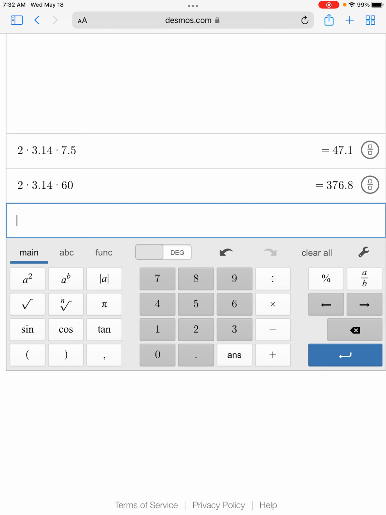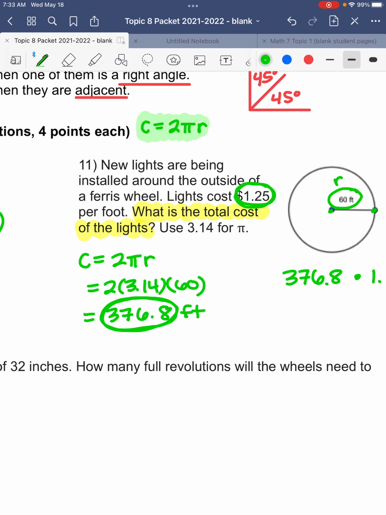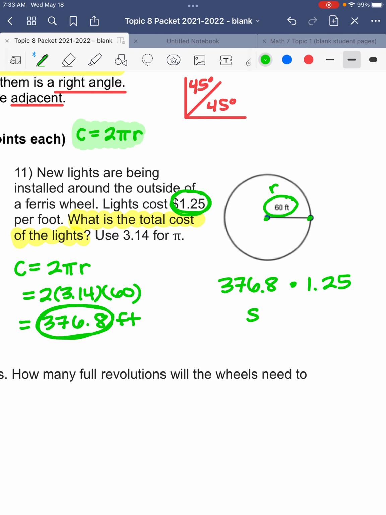So I'm going to hit this answer button just to copy that answer, and I'm going to multiply that times 1.25, and I get 471. So it will cost $471 even to install those new lights around the Ferris wheel.